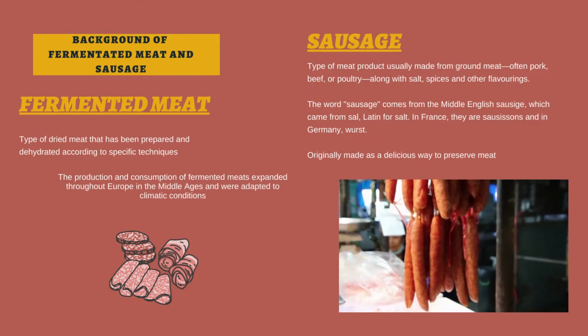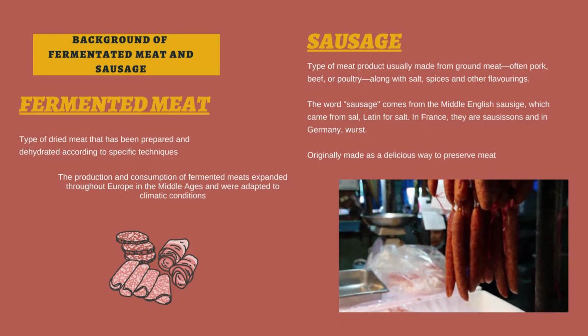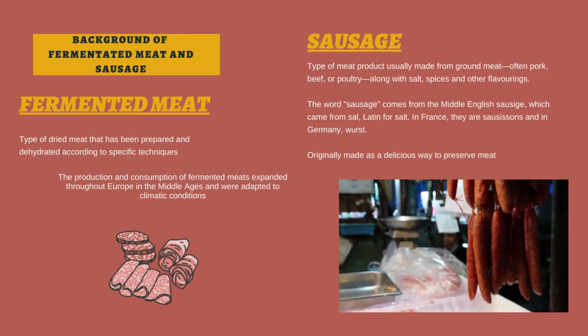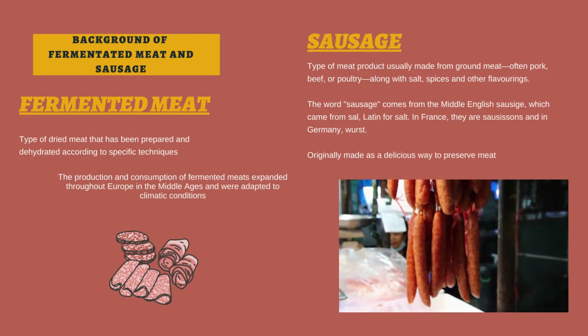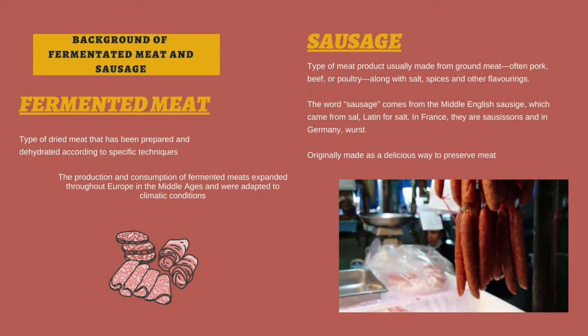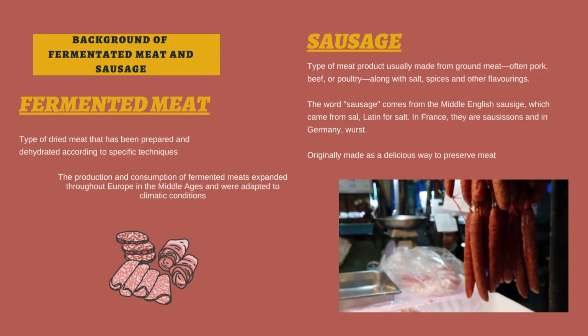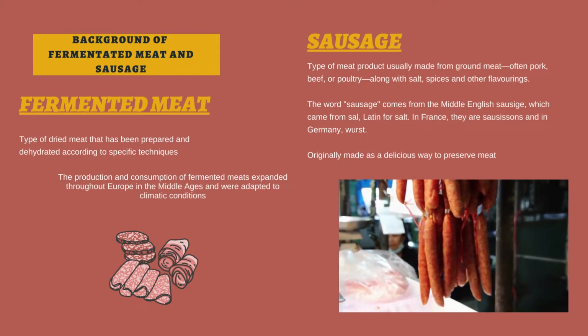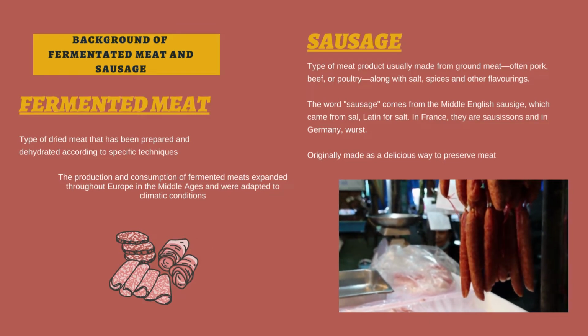A sausage is a type of meat product usually made from ground meat, often pork, beef, or poultry, along with salt, spices, and other flavorings. The word sausage comes from the Middle English sauci, which came from sal, Latin for salt. In French, they are saucisson, and in German, Wurst.